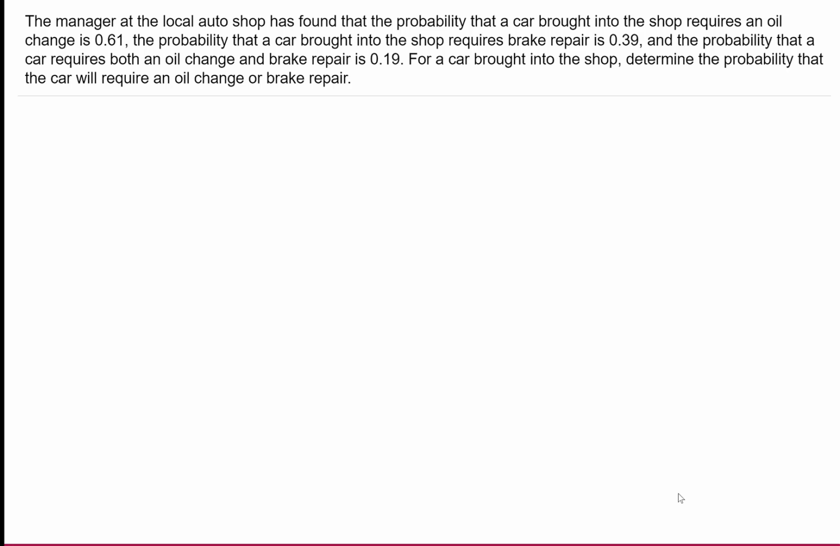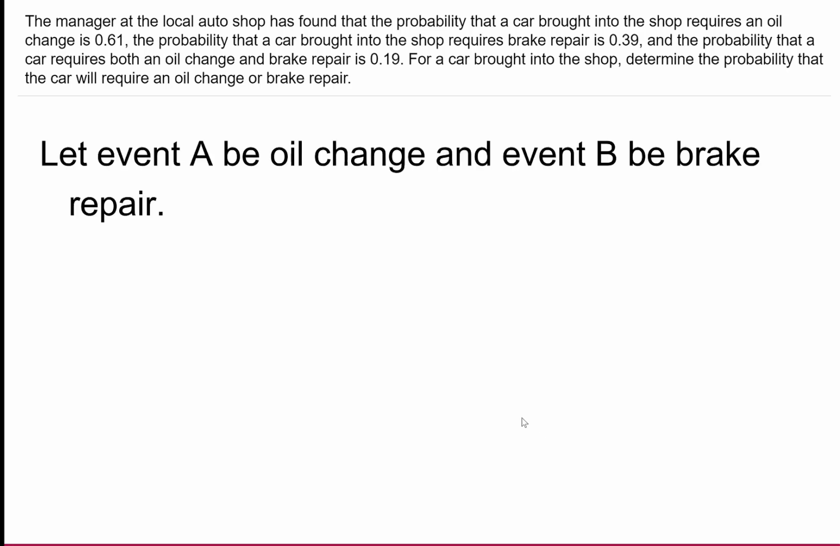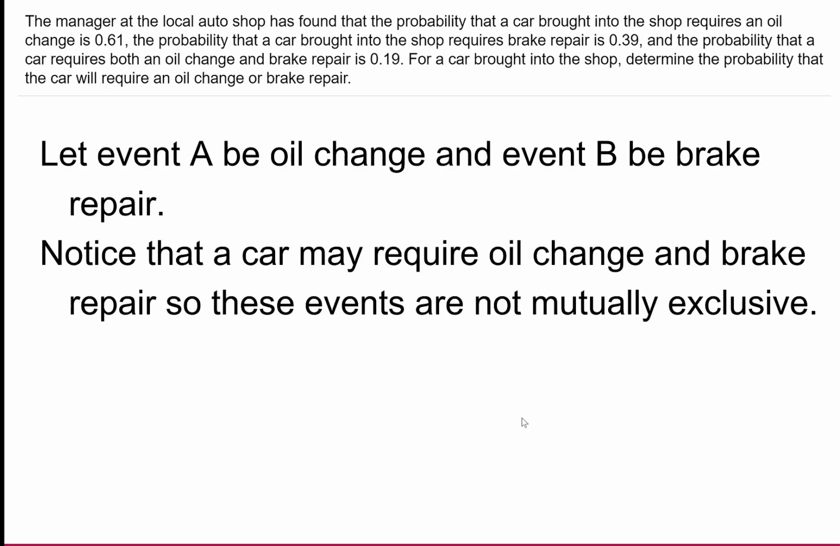The manager at a local auto shop has found that the probability that a car brought into the shop requires an oil change is 0.61, the probability a car brought in requires a brake repair is 0.39, and the probability that a car requires both an oil change and brake repair is 0.19. For a car brought into the shop, determine the probability the car will require an oil change or a brake job. So we'll let event A be oil change and event B be a brake job. Notice that a car could require both of those, so they're not mutually exclusive.